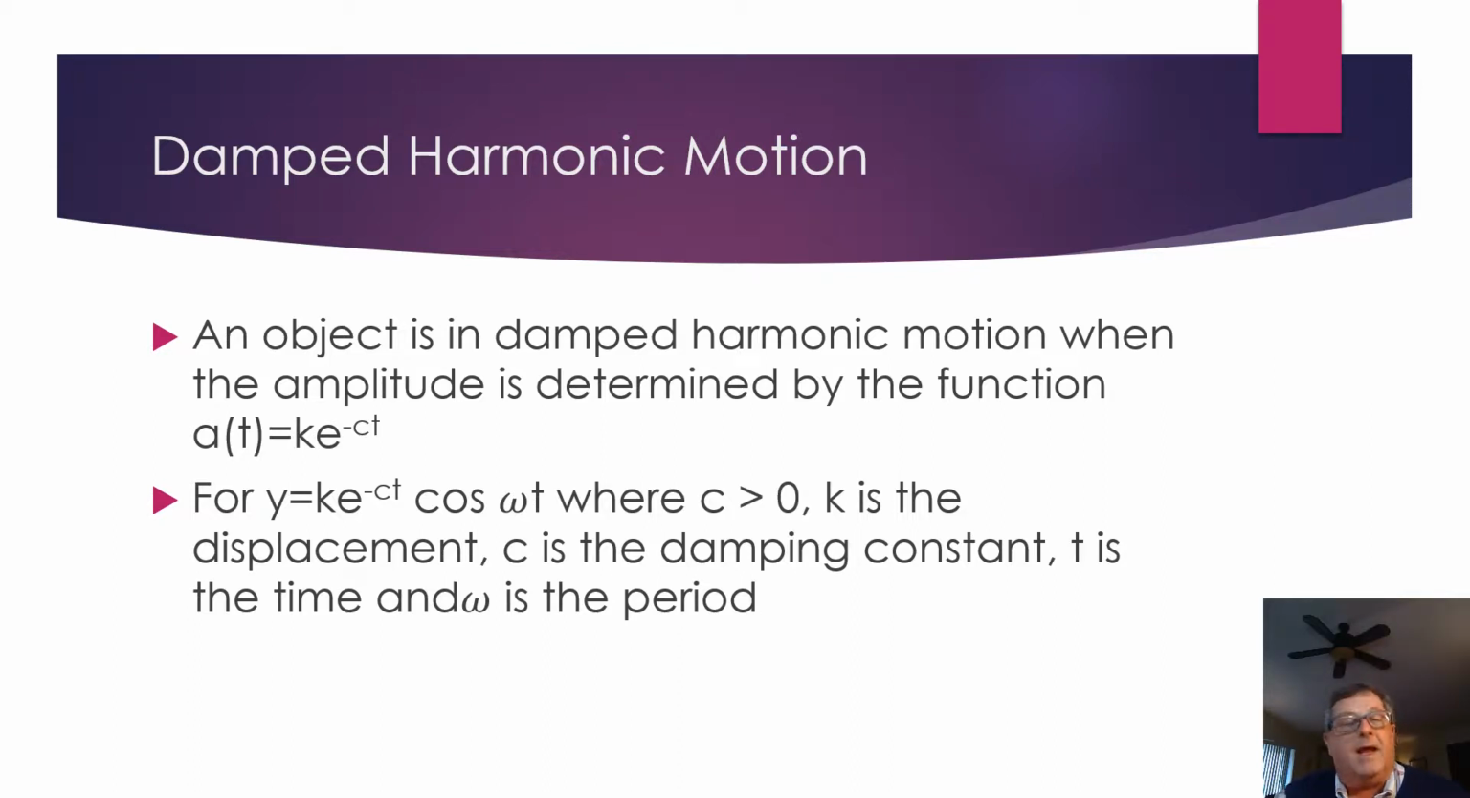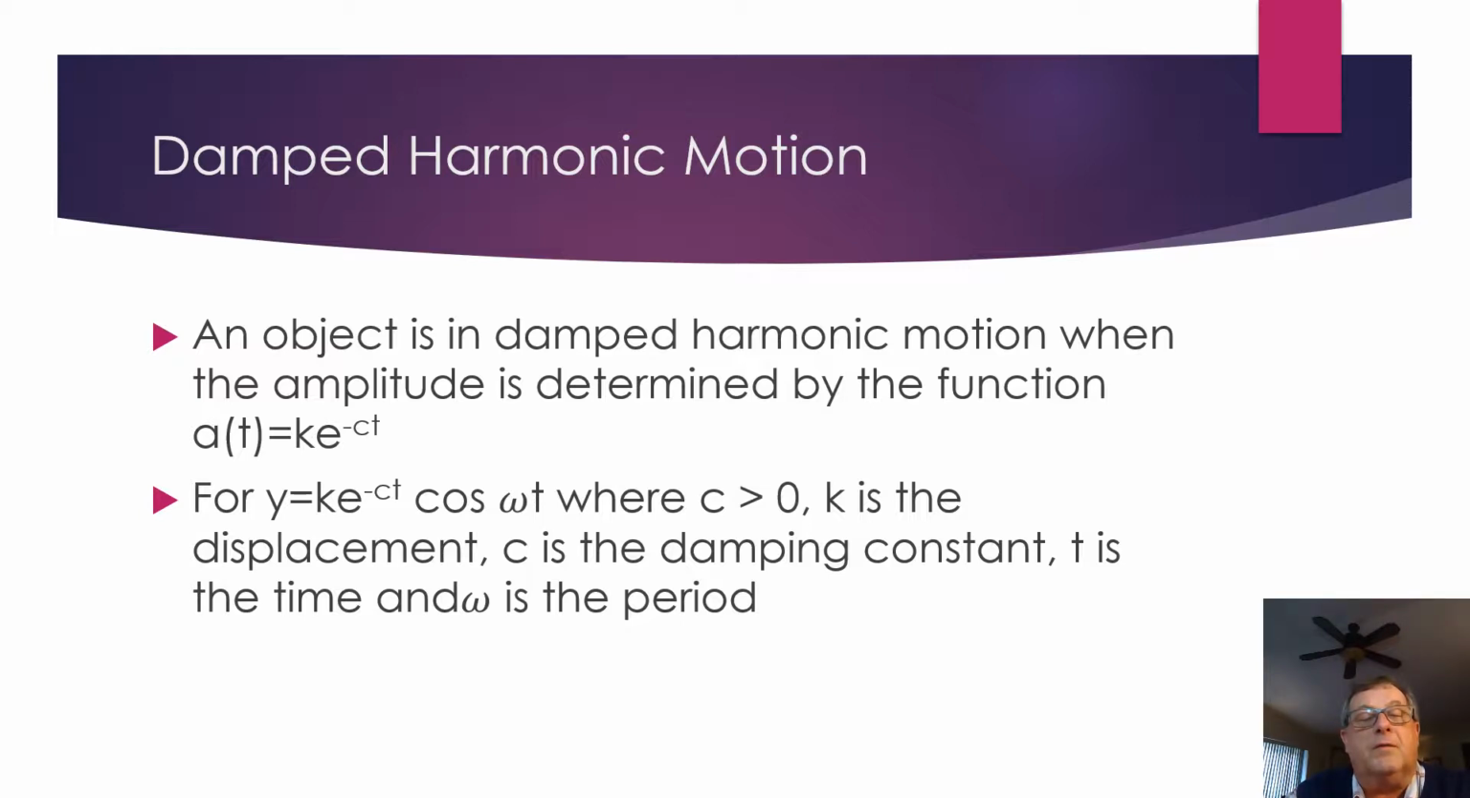Still talking about damped harmonic motion. We're transitioning from damped functions to damped harmonic motion. So let's get some definitions here. An object is in damped harmonic motion when the amplitude is determined by the function A of t equals k times the natural base e raised to the power of negative ct.